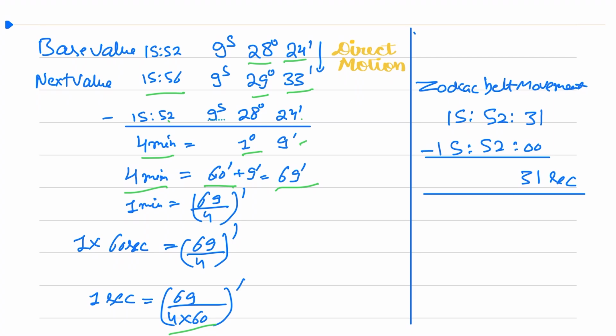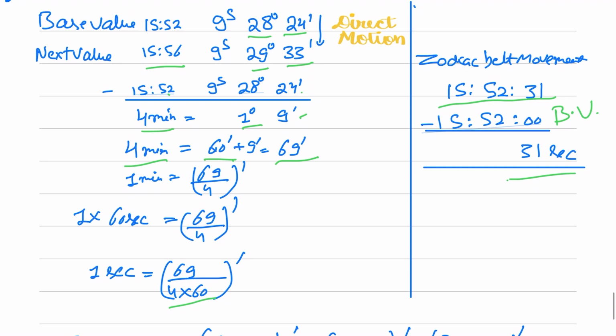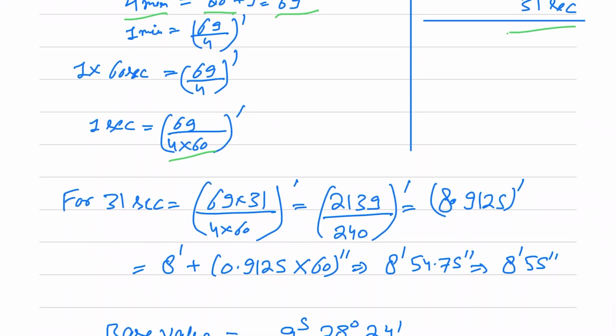And the zodiac movement we need to calculate, since the sidereal time at epoch for Mandi is 15:52:31. So we have to subtract the base value. Base value is 15:52. So it is 31 seconds. So we have to calculate the zodiac belt movement for 31 seconds. So 69 into 31 divided by 4 into 60, it is 2139 divided by 240. It is 8.9125 arc minute. Let's take 8 arc minute and convert the lower value into arc second by multiplying it by 60. So it is 8 arc minute 54.75 arc second. So we can write it as 55 arc seconds.